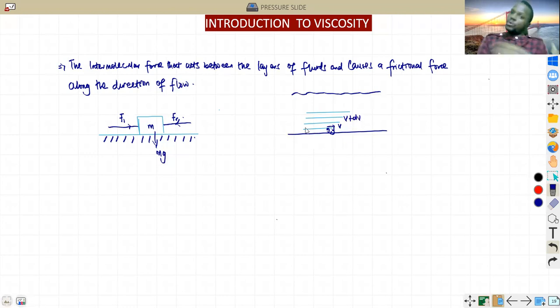I'm just trying to show an illustration. I'm not asking students to have issues with what I'm trying to do now. Just trying to let you know that as you move up, the velocity of flow will increase.